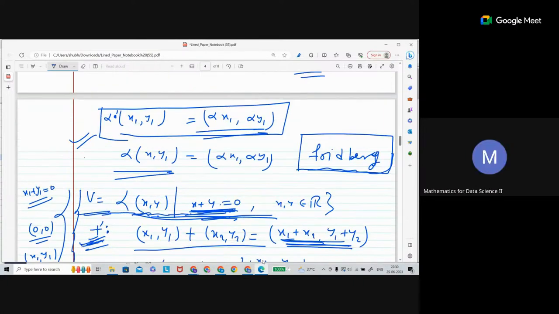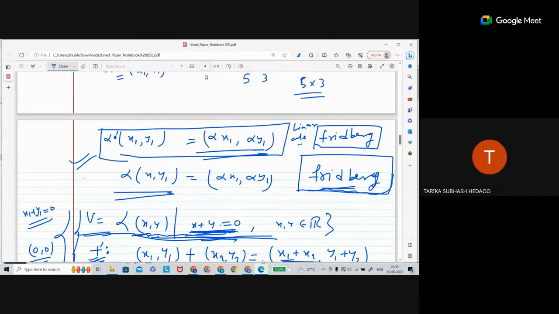I think Friedberg. Friedberg, Linear Algebra by Friedberg. Could you write that in the chat box? What is the name of the book, sir? Sir, I'm just Googling. Friedberg, I'm not getting the spelling. F-R-I-E-D-B-E-R-G. Okay, sir, I got the PDF.